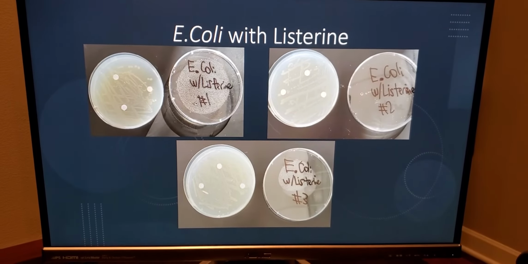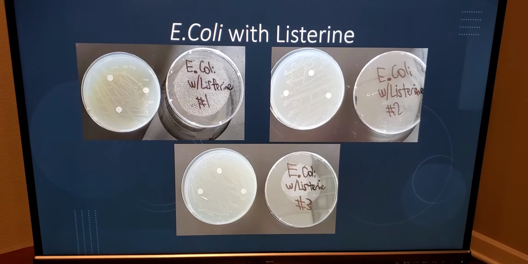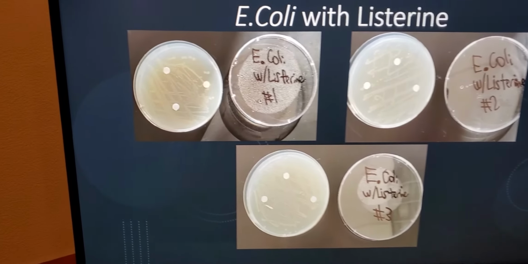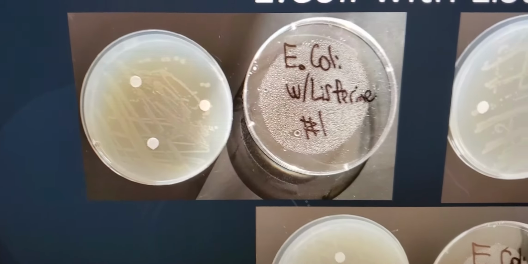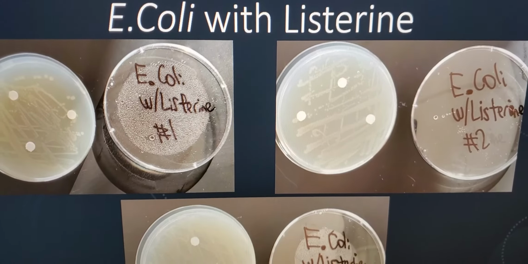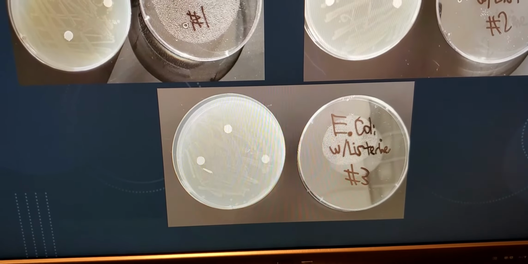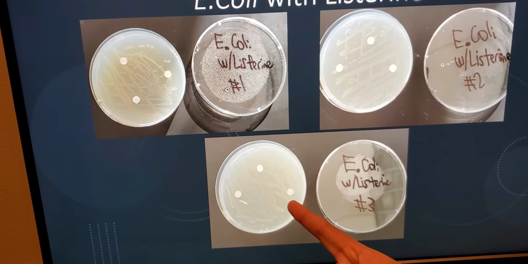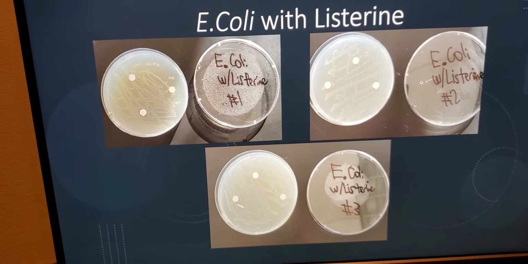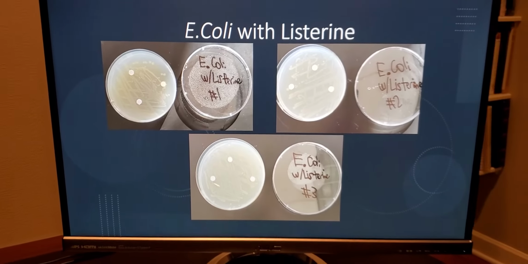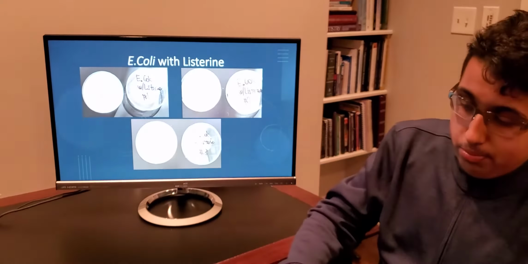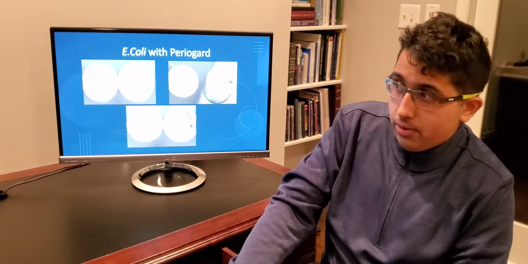This slide displays the E. coli with Listerine petri dishes. Like the last slide, there are green streaks of E. coli, indicating growth. There are also hole-punched filter paper circles, which were soaked in Listerine. As you can see, there's still green streaks that go through the filter paper circles, which indicates that no bacterial growth was inhibited. It basically allowed it to keep growing.